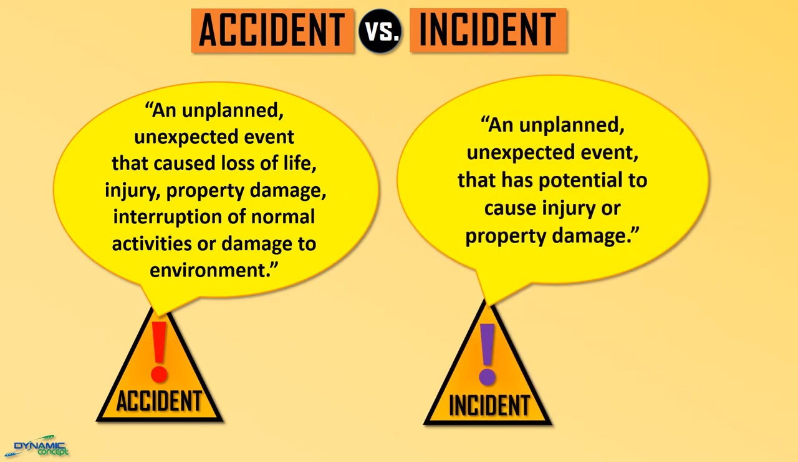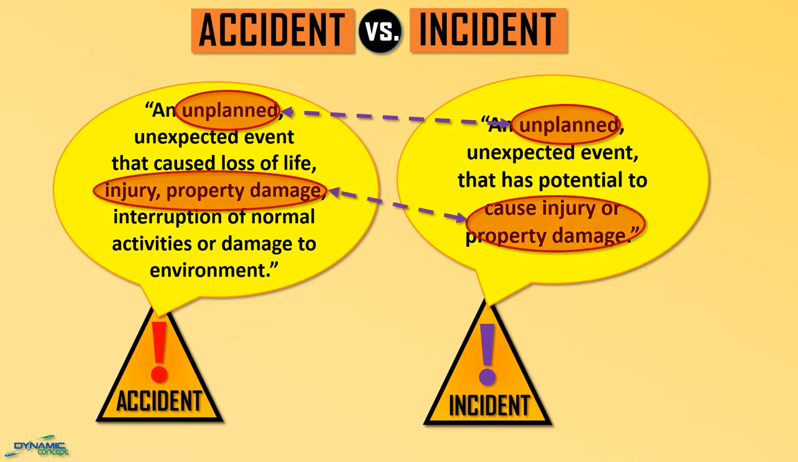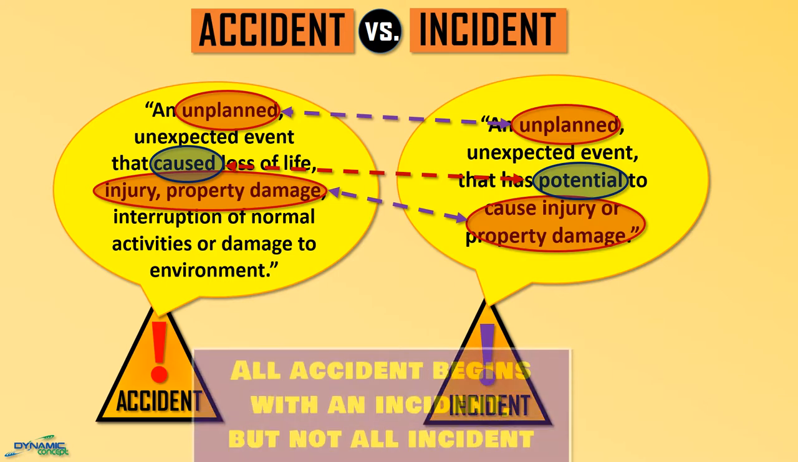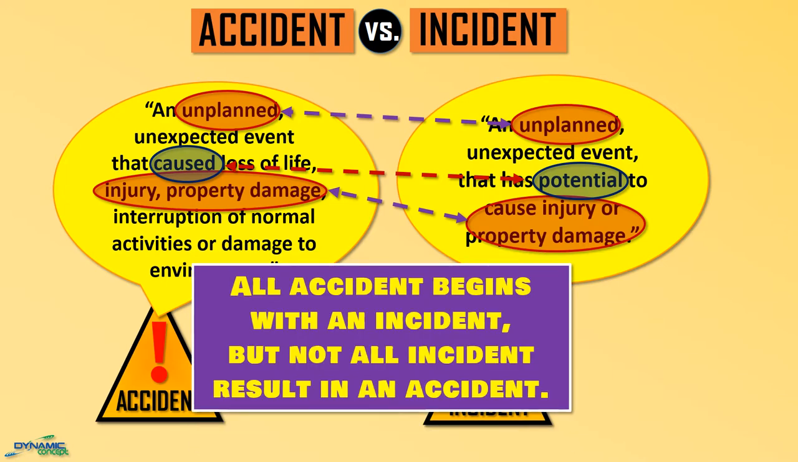An incident is an unplanned and unexpected event that has the potential to cause injury, illness, or property damage. Sometimes they are called near miss. So both events are unplanned. Both can present injury or damage. The difference is in an accident, the event results in injury. However, in an incident, the event does not, but it has the potential to cause injury. Basically, by definition, all accidents begin with an incident, but not all incidents result in an accident.